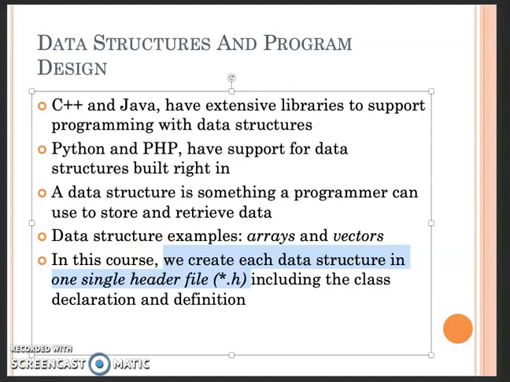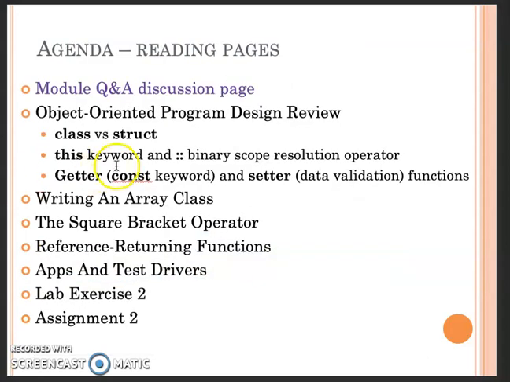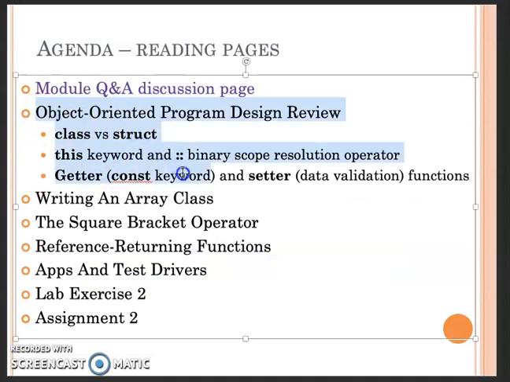So I will talk about Module 2 in a few different lectures. In this lecture, we focus on object-oriented program design review. So we will talk about the class and the struct. And in C++, we have the this keyword and the double colon binary scope resolution operator. Then we will talk about the member function. Sometimes they are getter functions, sometimes they are setter functions. So that's what we'll talk about in this clip.